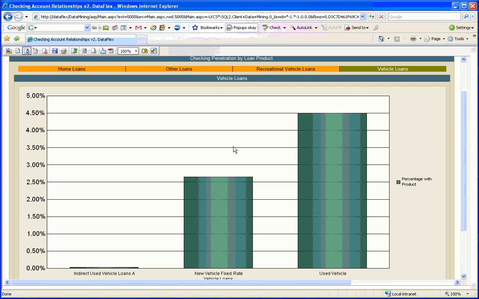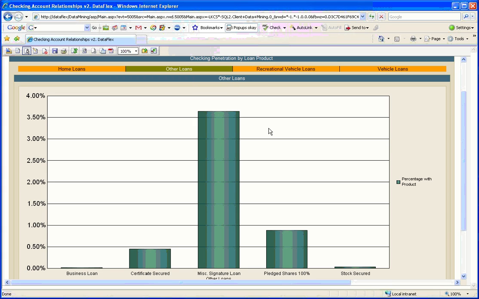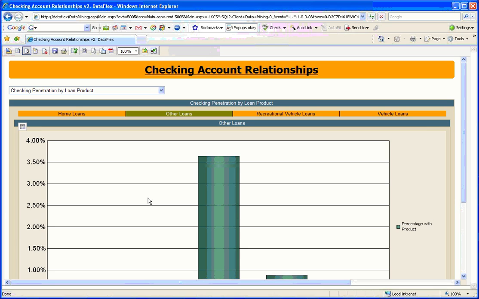We can also look at vehicle loans or other loans that you have to again see percentages of members with checking accounts and that particular loan product. Looking at how we can bundle products and services together to encourage checking account holders to increase the number of relationships with your institution.